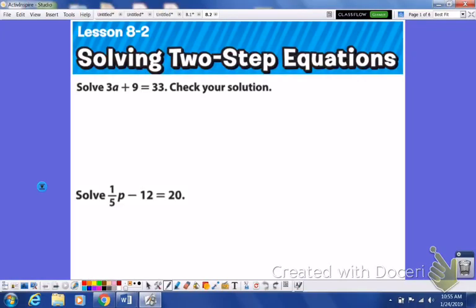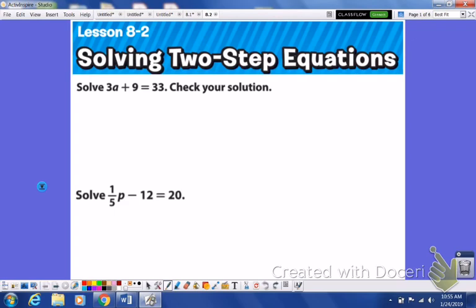Okay, in section 8.2, we're going to talk about solving two-step equations. So in 8.1, we were solving equations where they only had one step. We either added, subtracted, multiplied, or divided, and then that was our answer. So in this section, we're going to start talking about an equation that has more than one step. Most of these will just have your two steps.